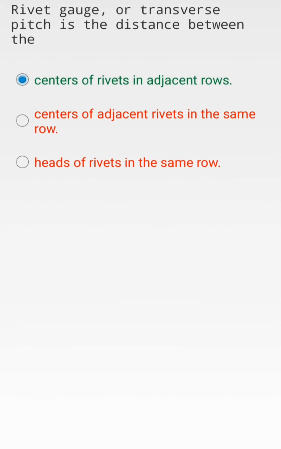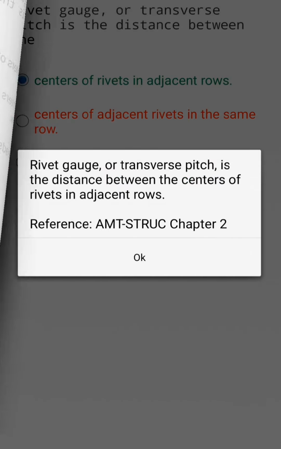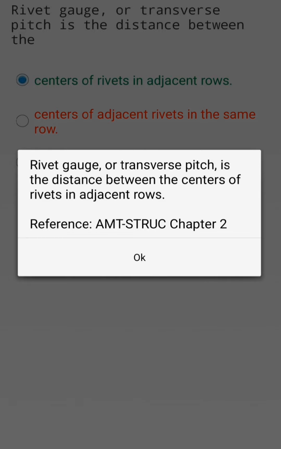Rivet gauge or transverse pitch is the distance between the centers of rivets in adjacent rows.